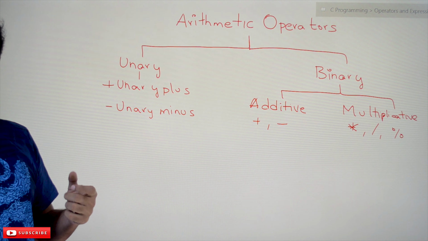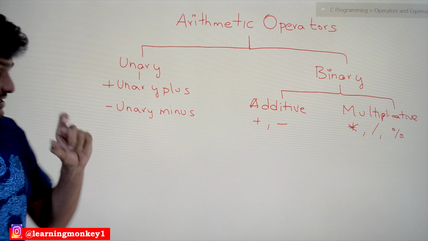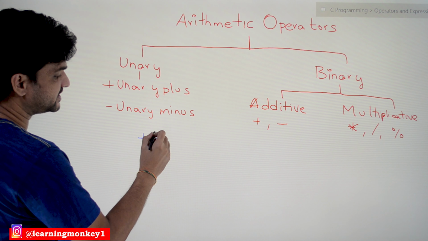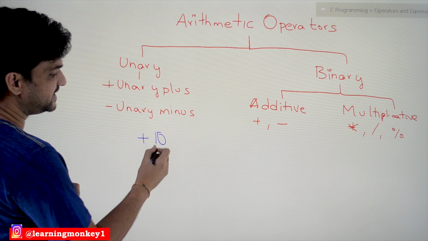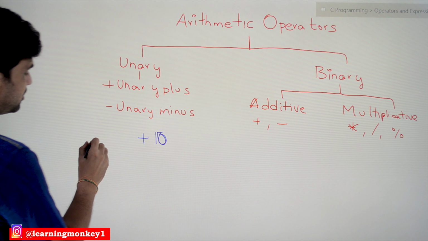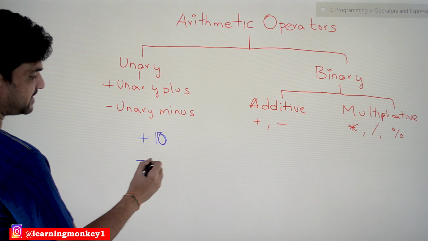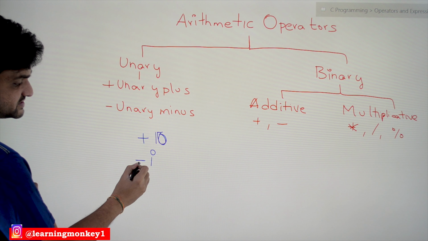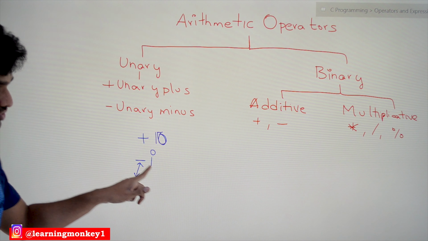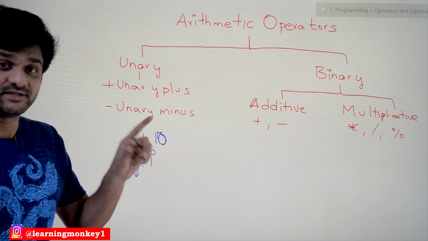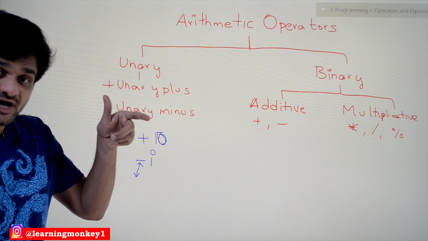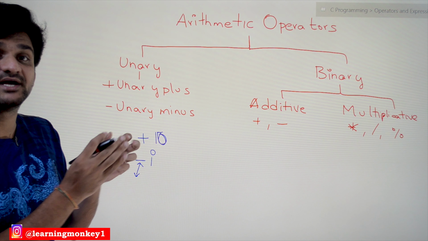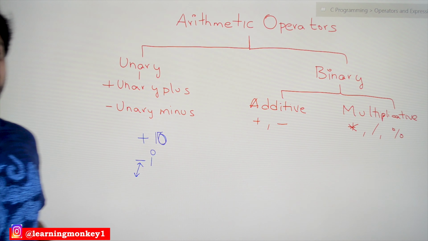Unary operator means an operator which has only one operand. For example, minus 10 or plus 10 or minus I. This is a minus symbol, but this is a unary operator which has only one operand. The expression in which the operator is applied to only one operand is what we call a unary operator.